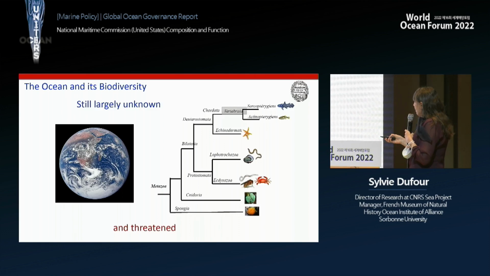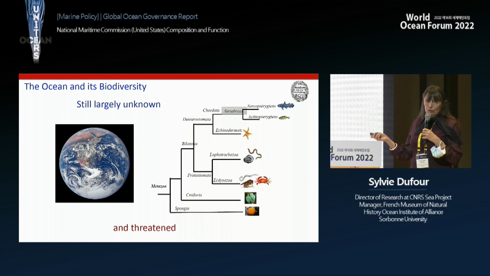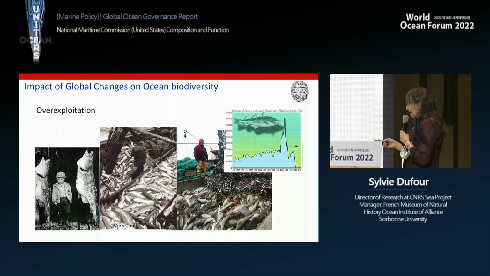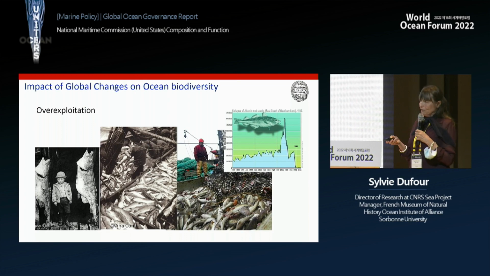So altogether, this large diversity in the ocean is still largely unknown and requires research, international cooperative research, to be more and more developed. And while it's still largely unknown, the threats on it keep increasing. Among these threats, one very classical one is the overexploitation of the resources by fisheries.